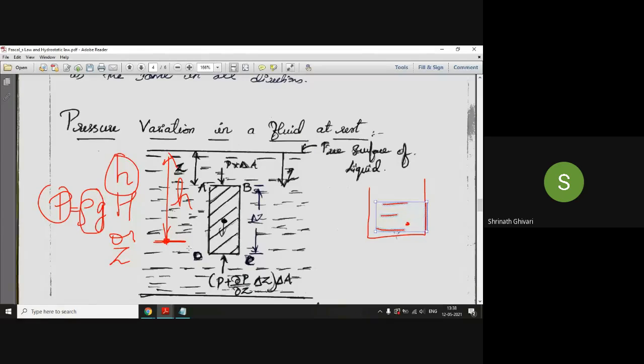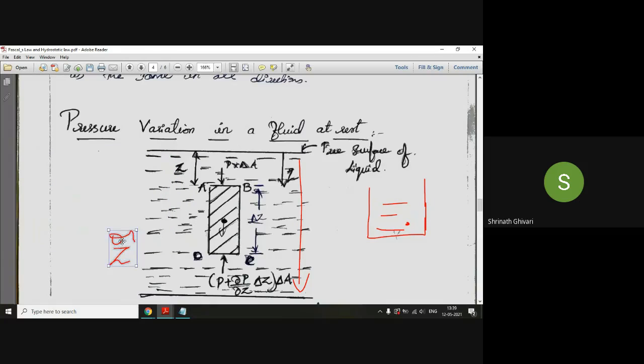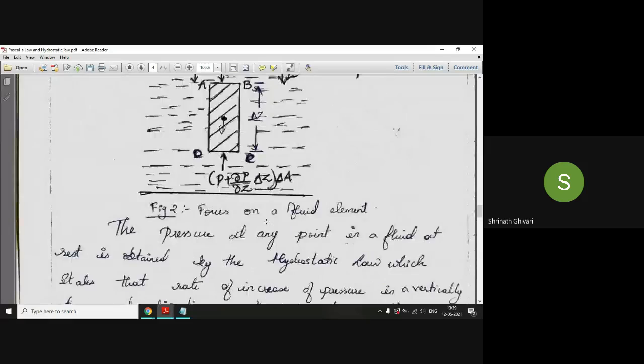This is the law which states the pressure variation in a fluid at rest. Variation means the pressure goes on increasing when we go into the depths. This is the point which we wanted to clear. Any doubts in this? Why are we doing this derivation? To know that the pressure is more when we go into the depths.